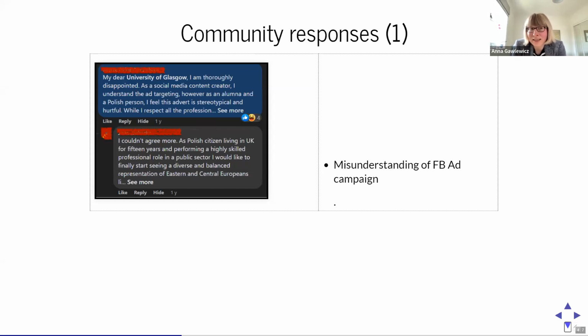And these responses, these comments were quite neutral, quite reflective. However, equally, we also noted quite a lot of negative, critical comments under our ad campaign. And here we identified 3 types. There was a lot of misunderstanding of our Facebook ad campaign, unfortunately. And people complained that the ad represented Polish people in stereotypical and problematic ways. And that was the exact opposite of what we were trying to achieve.